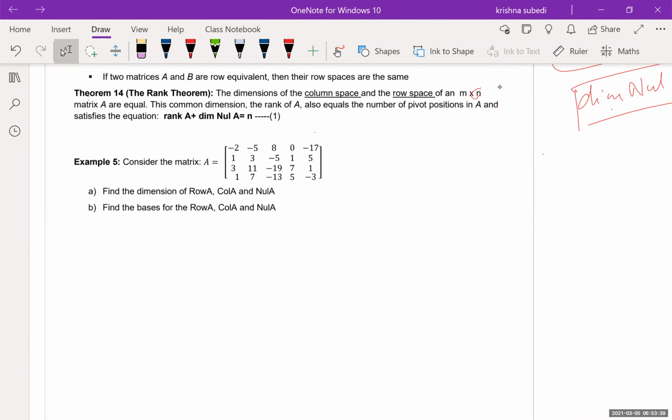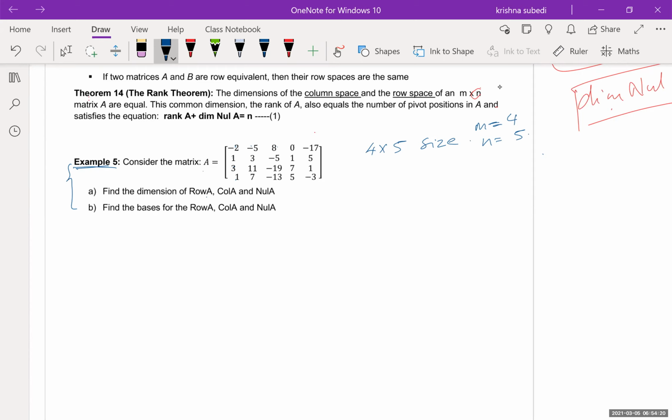Okay guys, now we have the rank theorem, and using the rank theorem we will solve this example 5. In example 5 we are given a matrix A, of size 4 rows and 5 columns. So a 4 by 5 matrix is given. That means n equals 5 and m equals 4. There are 5 columns and 4 rows. Now we need to find the dimension of row A, column A, and null A.